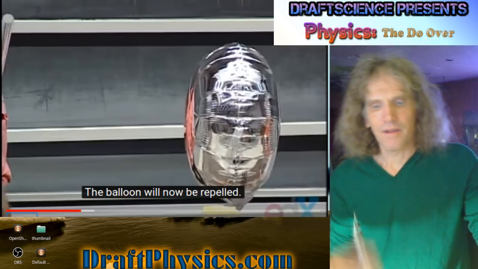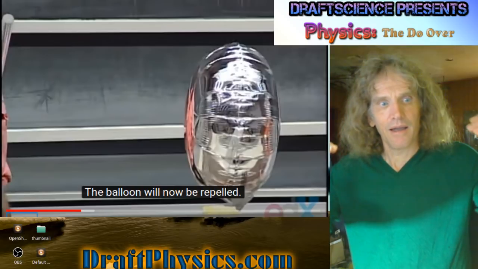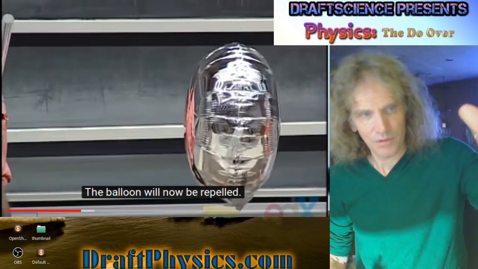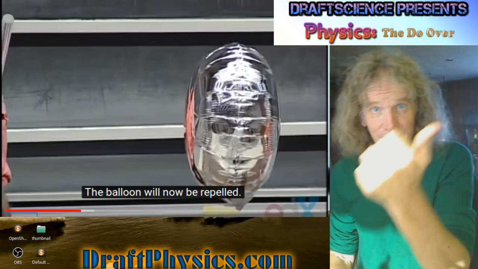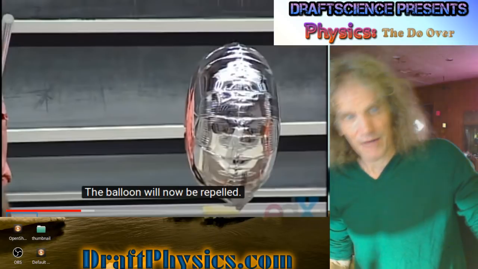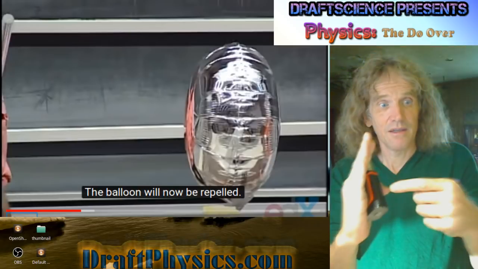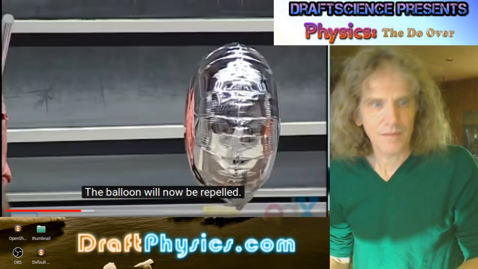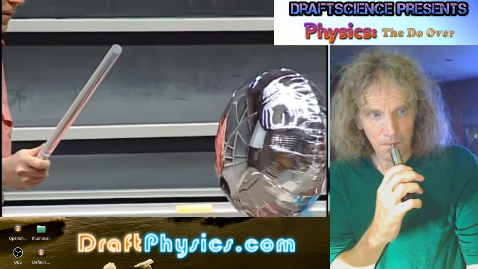So now the atoms, again, their atoms are lined up in the sense that the balloon has the same polarity. That is, the electrons are facing the outside, and the rod, they're facing the outside. And so now they will move away from each other. The balloon will now be repelled, and you see that very clearly.